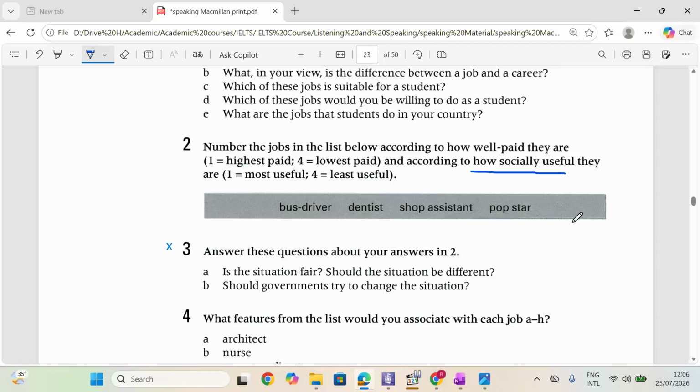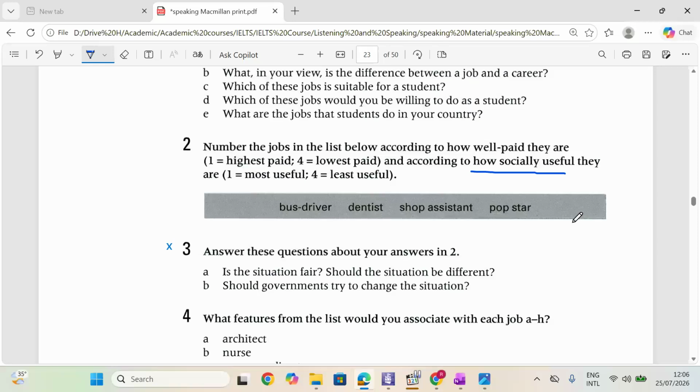Because it's a very sociable place. I will have the communication skills and enough money to be a better human, and not a star, who may be educated or not. So I will prefer to be the dentist. Okay, thank you very much for that.